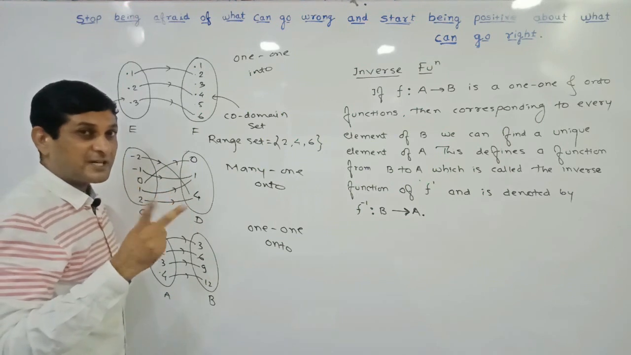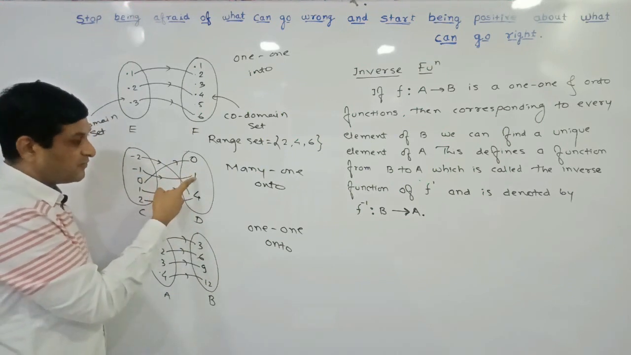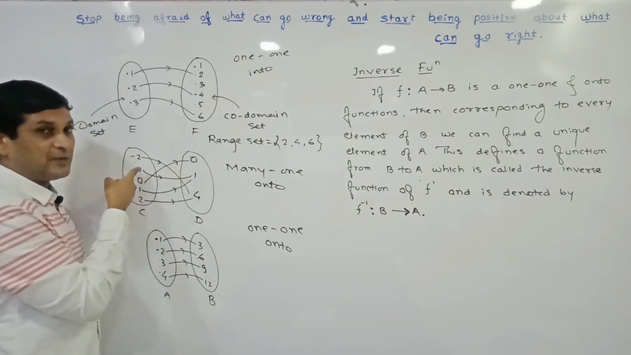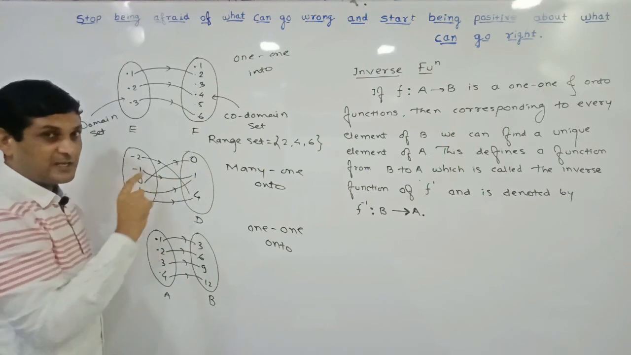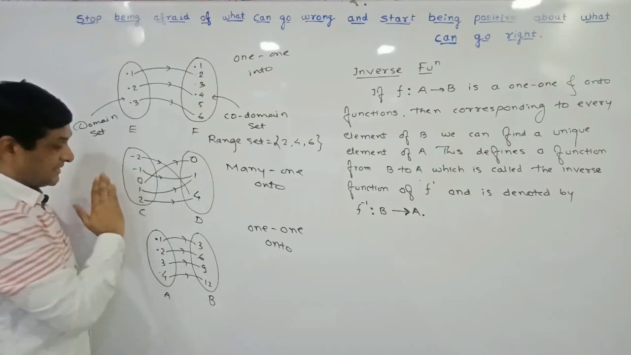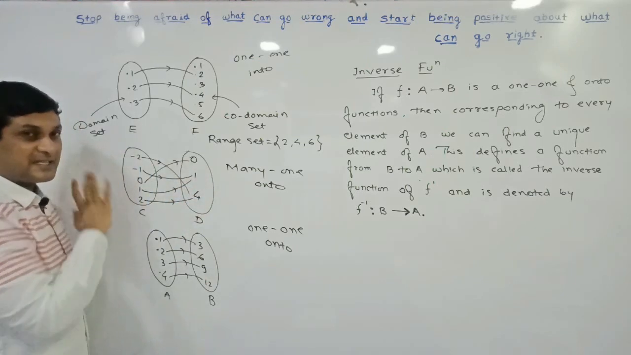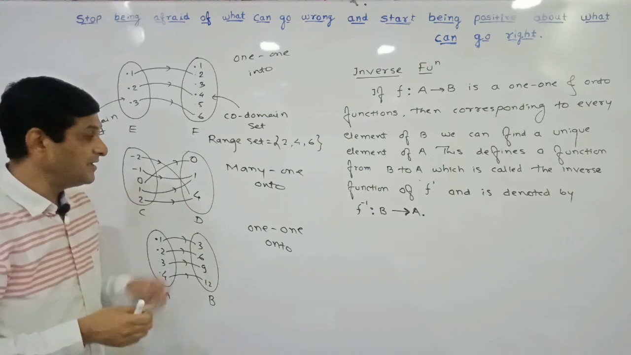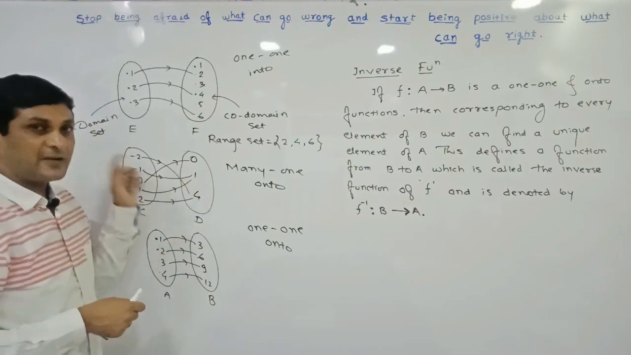Every element should be related with one and only one element. So one is not related with one element, it is related with what? 2 elements. The condition is that every element should be related with one and only one element. There is a function from C to D, but a function from D to C cannot be defined because one is related with more than one element.